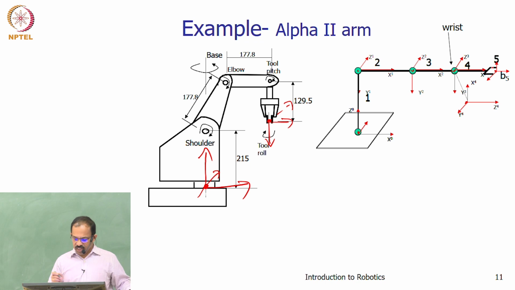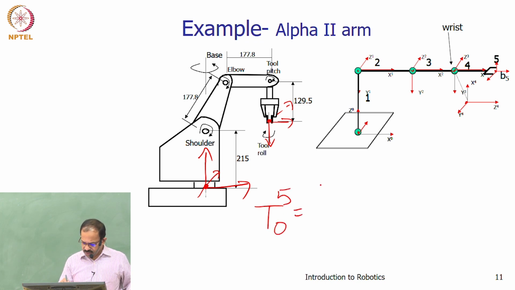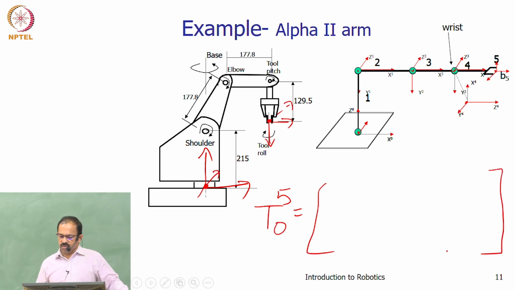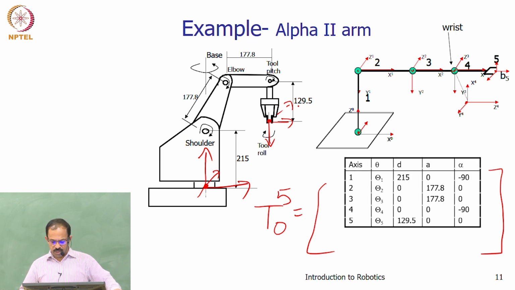We are interested in finding out what is T50, and that should be a function of all these parameters. So this is what we need to develop as a forward relationship. We assign the coordinate frames and then get the DH parameters based on what we discussed in the previous class.